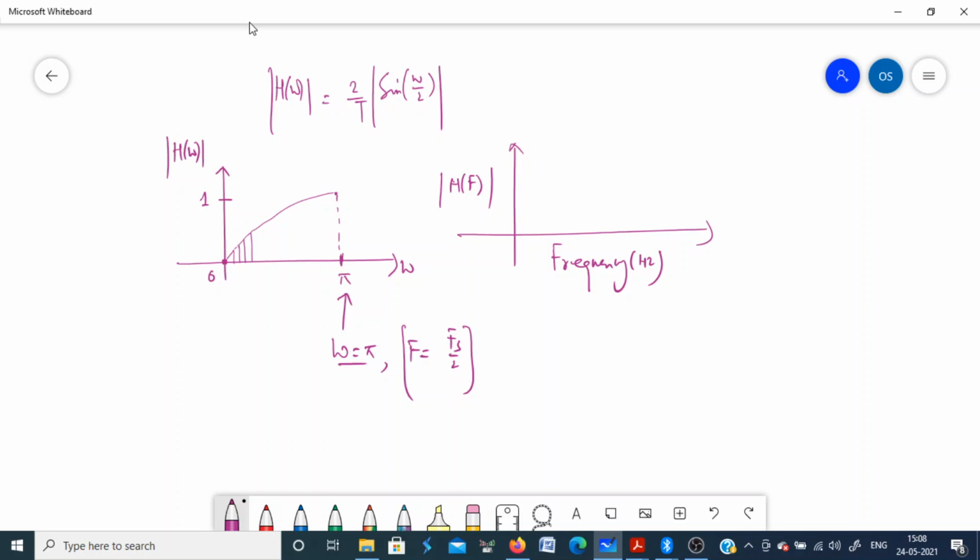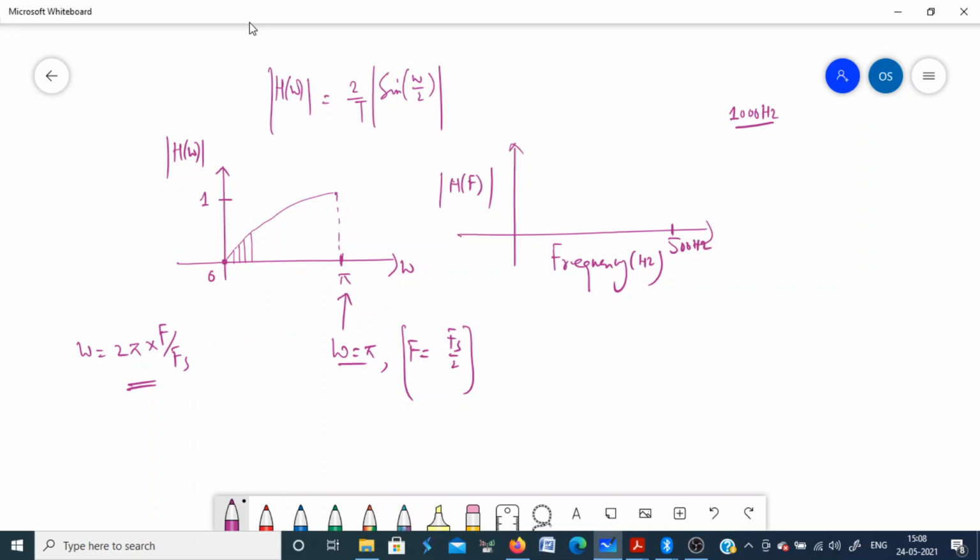Okay, because omega is 2 pi f by fs. So when your f is equal to fs by 2, you get omega is equal to pi. So if the sampling frequency for any signal is given, suppose you take a sampling frequency of 1 kilohertz, that is 1000 hertz, then fs by 2 will be 500 hertz.